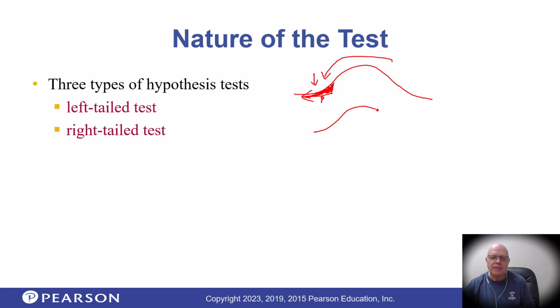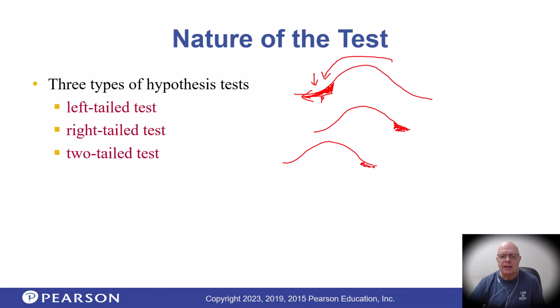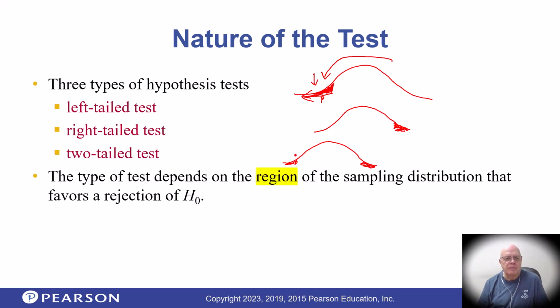Right-tailed test, you might be able to guess, you'll have a probability or a p-value over here. And the third one, well, you think, well, there can't be a third one. Left, right, there's nothing else. You don't want in between, that would be silly. Well, the third one is a two-tailed test. And this one, you're talking about the combined probability of those 2 tails. The type of test depends on the sampling distribution that favors a rejection of the null hypothesis. Now this is going to be pretty easy, but all you have to do is look at your alternate hypothesis, and that'll tell you which one of these you're working with. We'll get to that in just a moment.